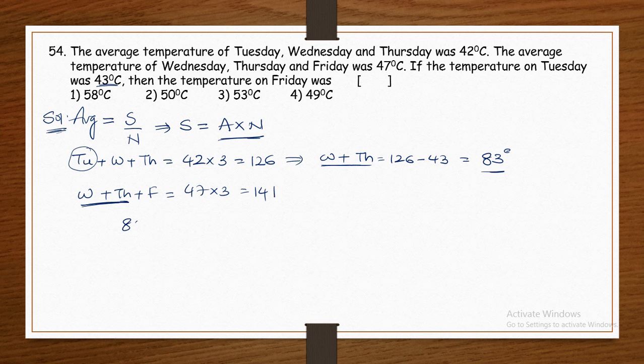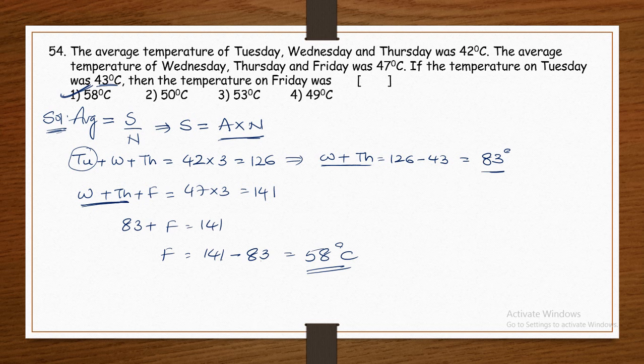Now we already know Wednesday plus Thursday is 83. So when I substitute this value, 83 plus Friday is equal to 141. So Friday's temperature is equal to 141 minus 83. So here 11 minus 3 is 8. Next, here it is 13, and 13 minus 8 is 5. So clearly Friday's temperature is 58 degrees. One after the other we have substituted the values and finally found the temperature of Friday. So if you go through it step by step, you will clearly understand it, right?